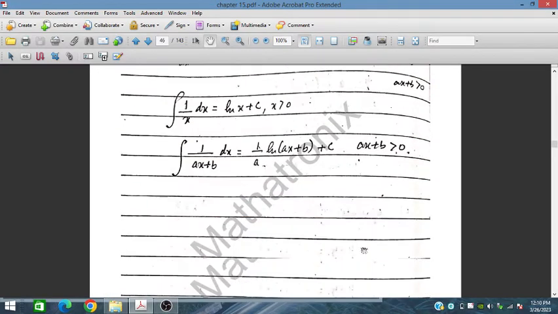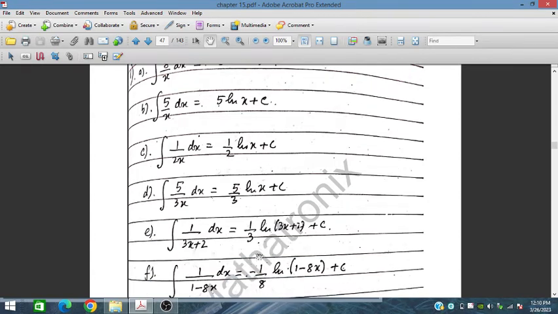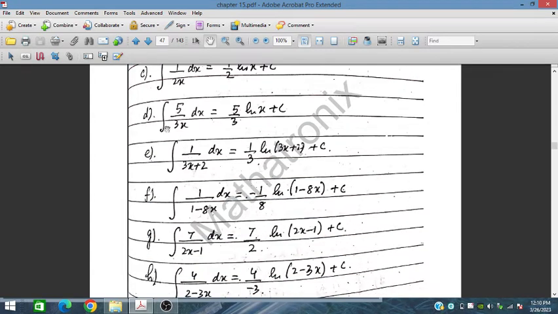So here we have the integral of 8 upon x dx. This 8 is a constant, and the integral is 8 ln x plus c. Similarly, for 5 upon 3, we keep the 5 upon 3 there, and the integral of 1 over x is ln x plus c.